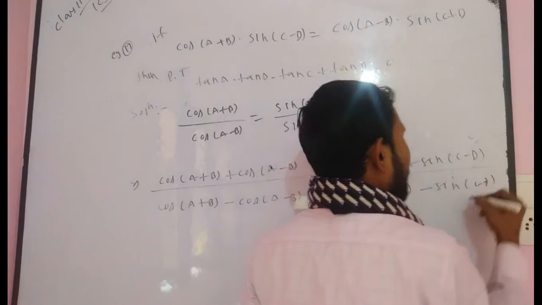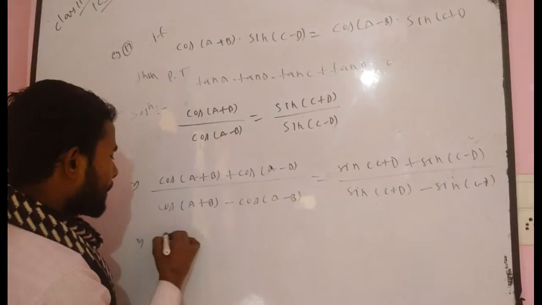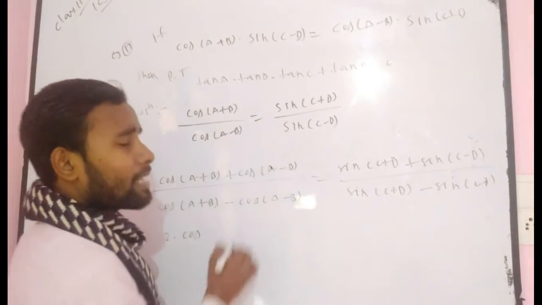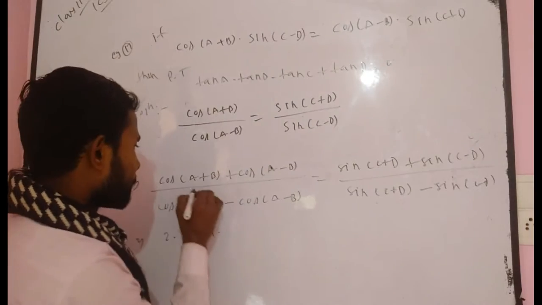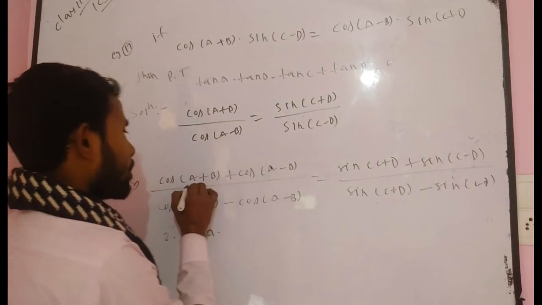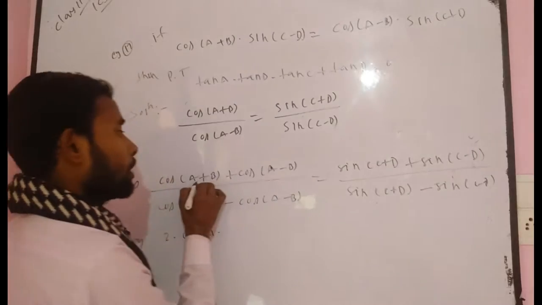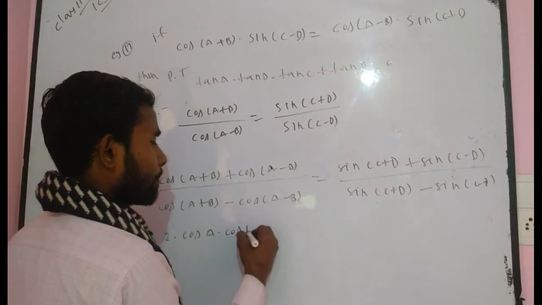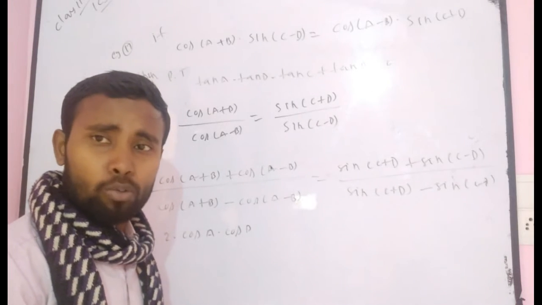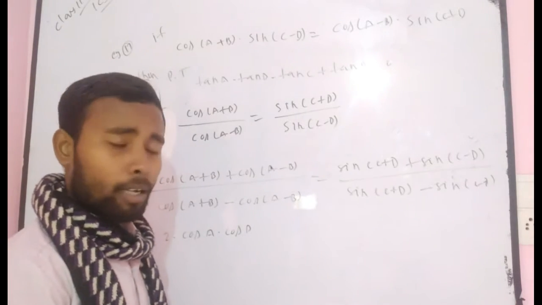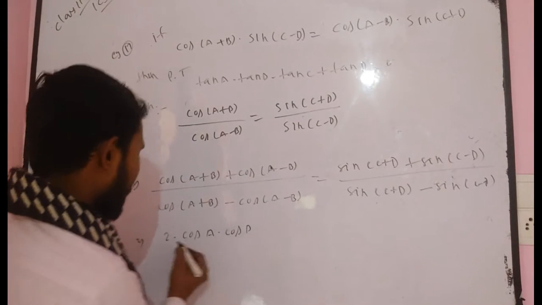Now, cos C plus cos D is equal to 2 cos((C+D)/2) into cos((C−D)/2). That means cos(A+B) plus cos(A−B): B cancels and you get 2A by 2, that means A. And if you subtract, you get cos of minus 2B by 2, that means cos(−B), which is simply cos B, because cos(−θ) is equal to cos θ. So you can directly write 2 cos A into cos B in the numerator.